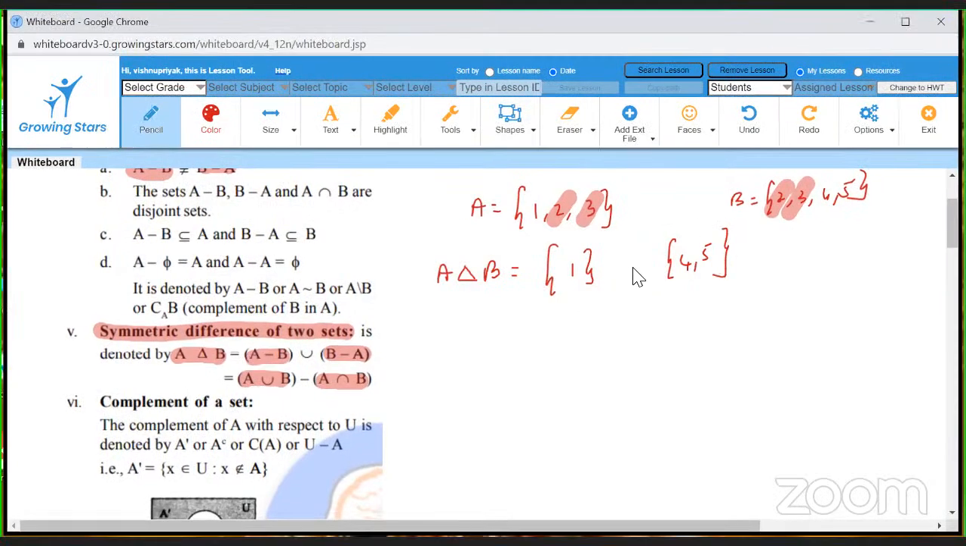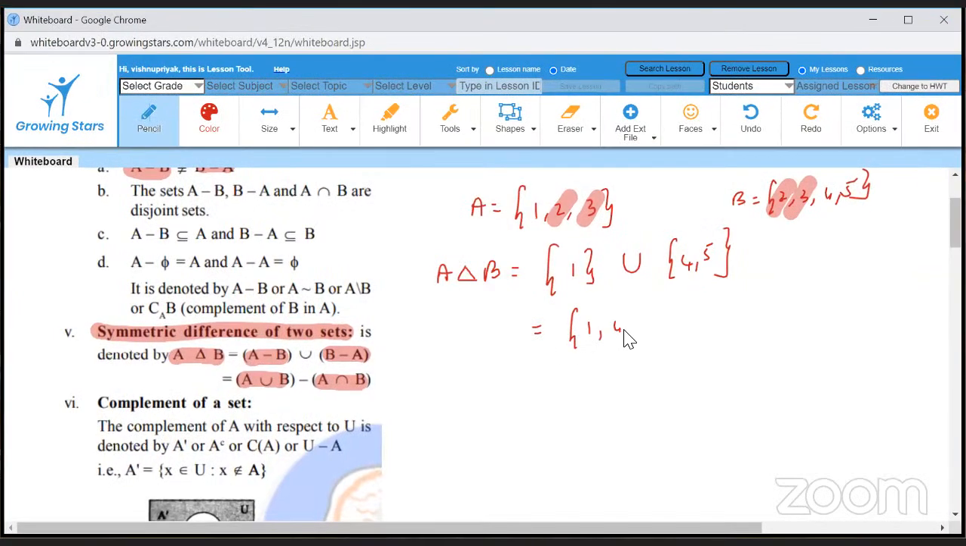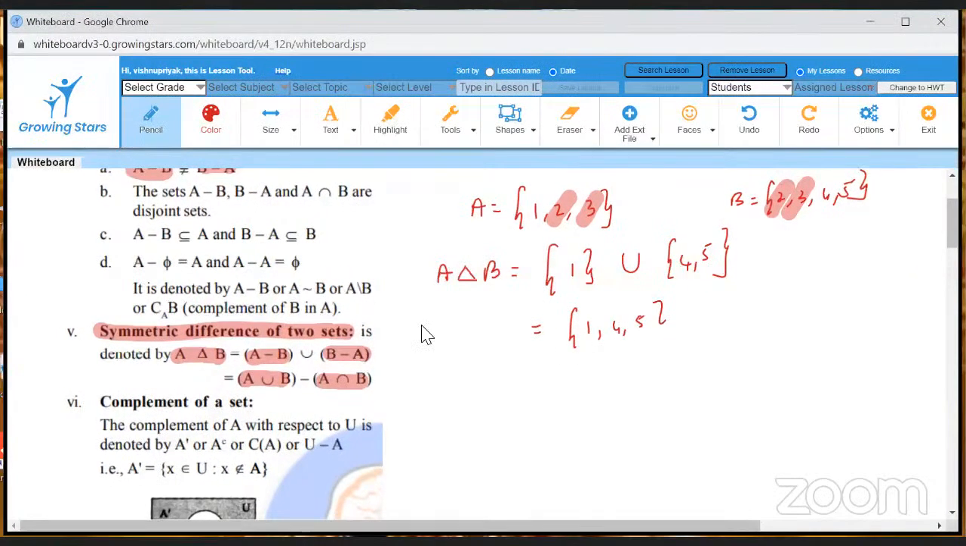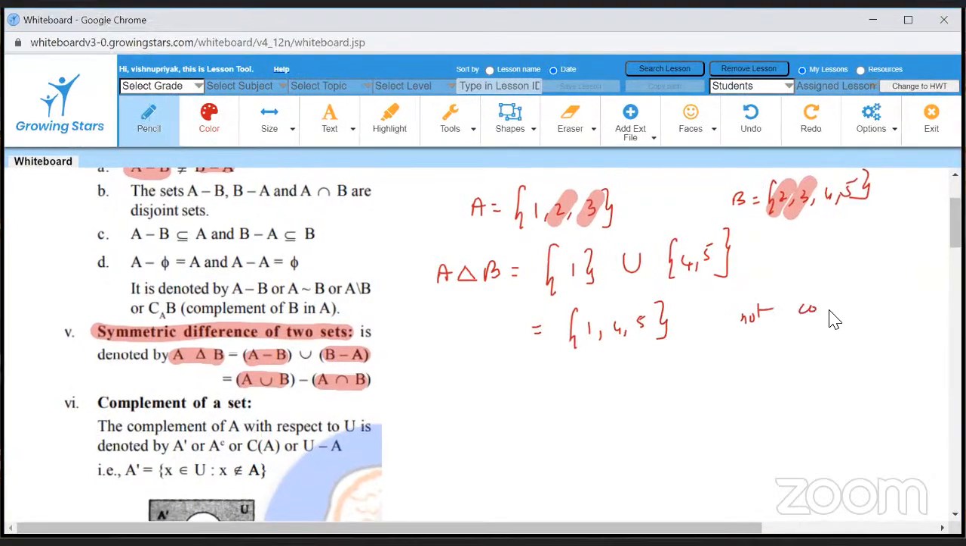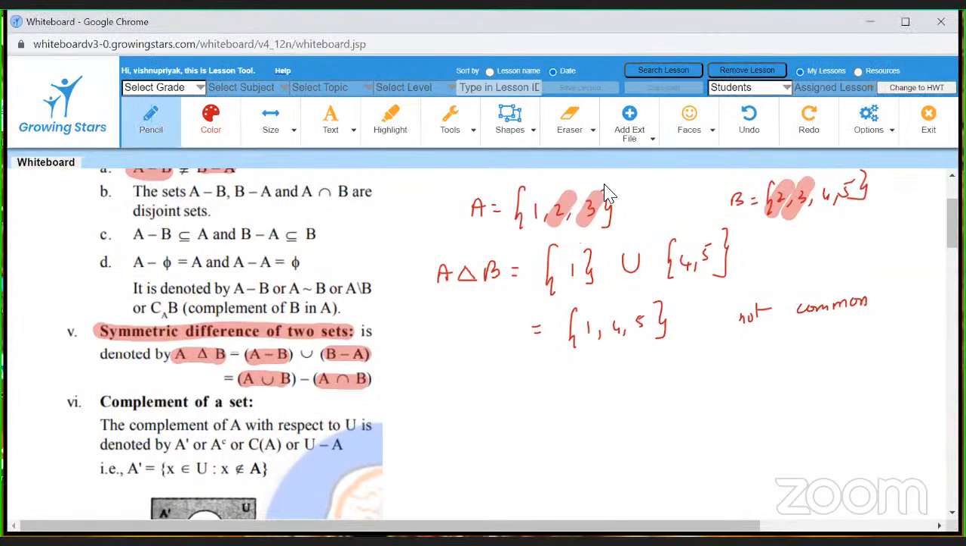So for this, I will take the union. Union means first I will write 1, then I will write 4, 5. This is called A delta B, the symmetric difference of two sets. That is nothing but whatever is not common, that you are writing. Common means intersection. Not common will be the symmetric difference.